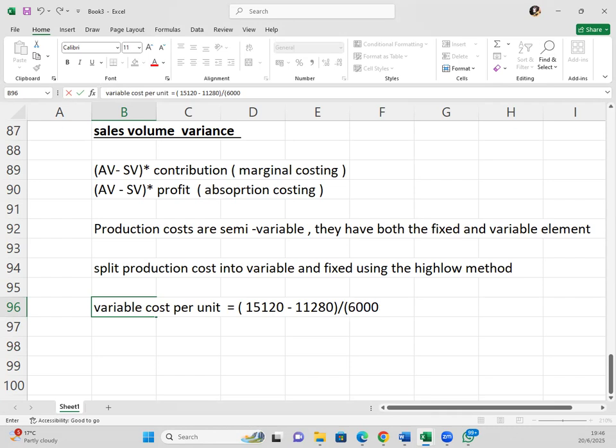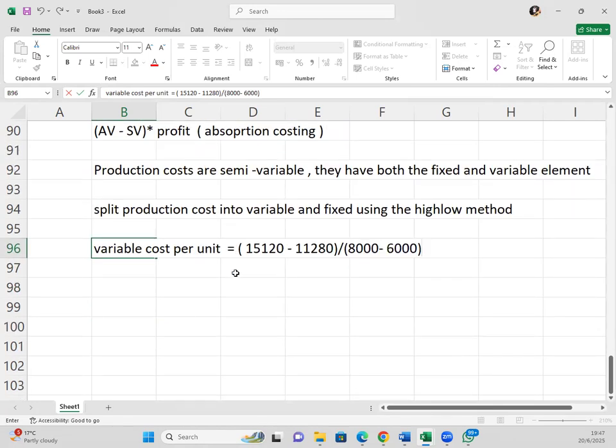And was it 80%? 80% of 10,000 units would be 8,000. Then 60% would be 6,000. So if you do this, this will give you the variable cost per unit of production. So quickly simplify that for me, please. What is the variable cost per unit?